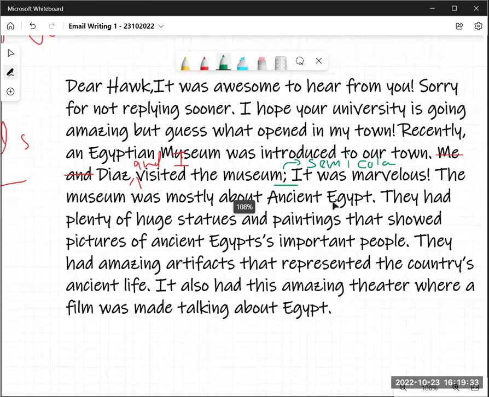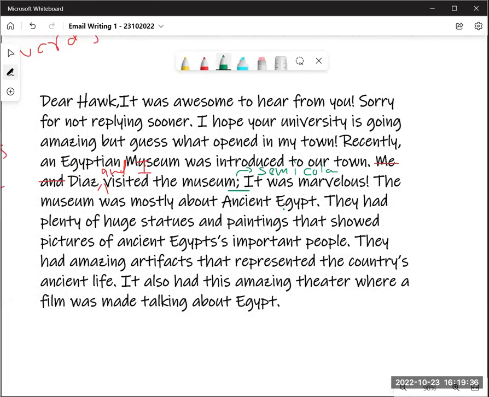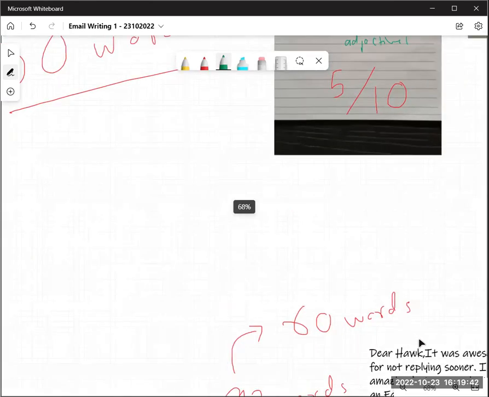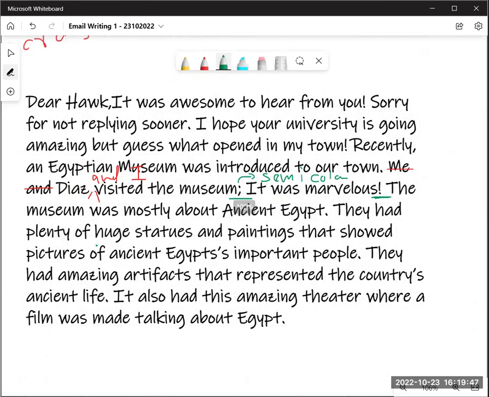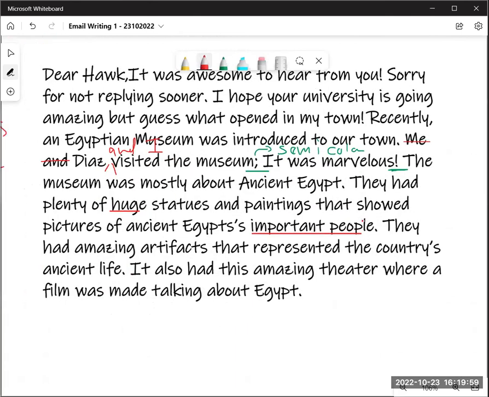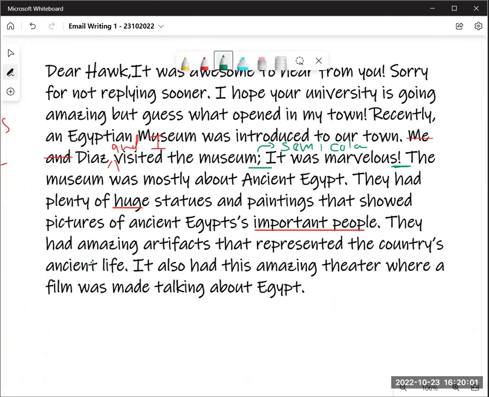Now, that is what it means to add more details to the same paragraphs. You can add a semicolon, you can add exclamation marks, like how Lula put capital "oh my god" right there. That's also good. "The museum was mostly about ancient Egypt. They had plenty of huge statues that showed pictures of ancient Egypt's important people." We'll change the word here. Change this word here as well. "They had amazing artifacts" - that's good - "that represented the country's ancient life. Where it also had this amazing theater where a film was made talking about Egypt."